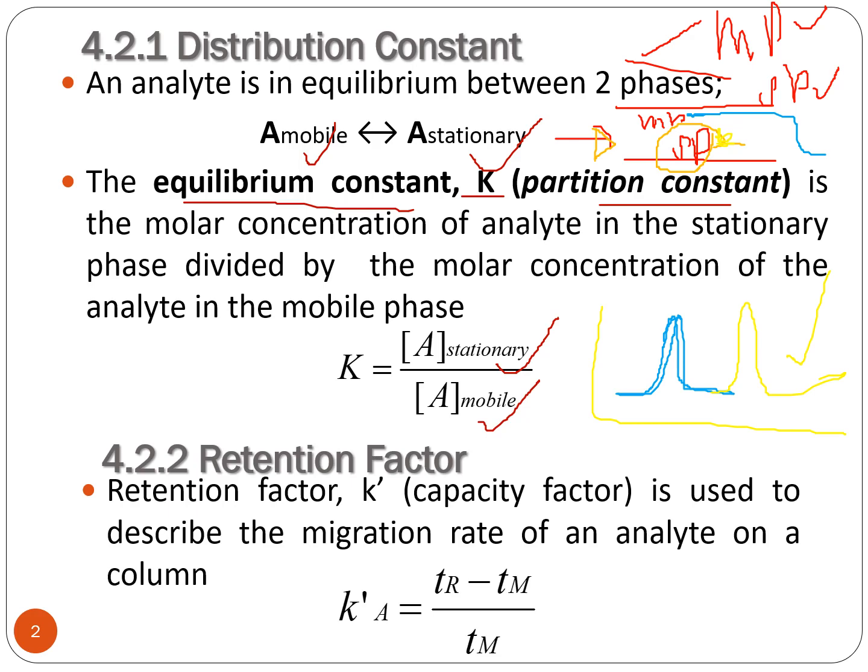Okay, then the second one is the retention factor, which is represented by k prime, also known as the capacity factor. It is used to describe the migration rate of an analyte on a column. The formula is the retention time minus the dead time, divided by the dead time.